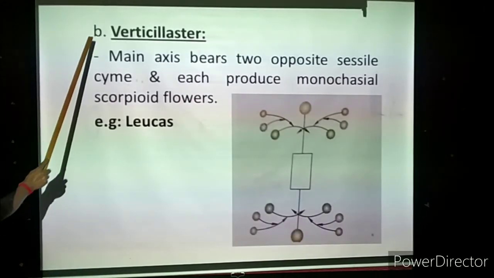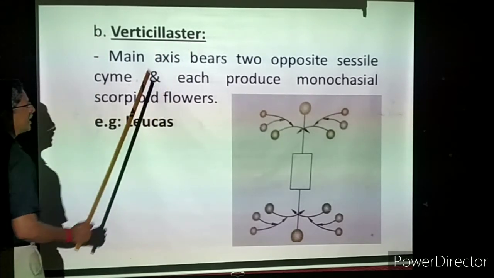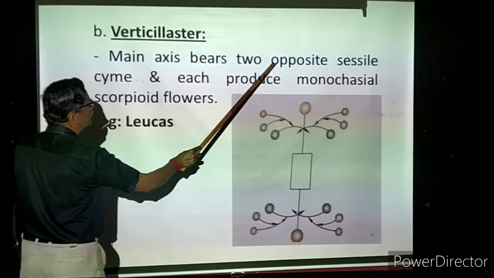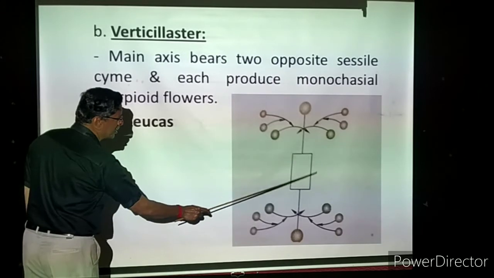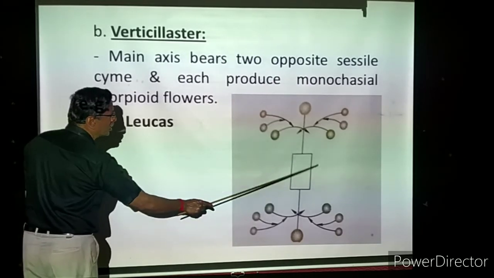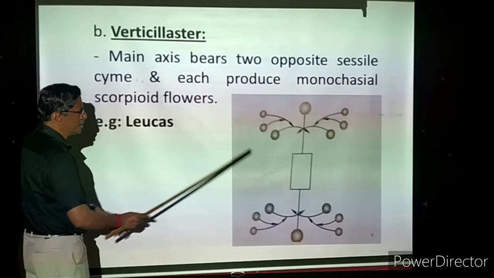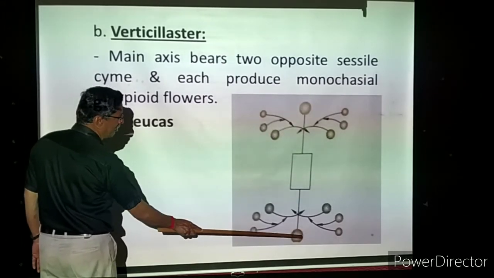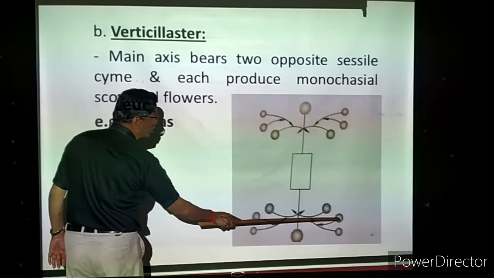Next we are going to study the second type of mixed inflorescence, which is called a verticillaster. The main axis bears 2 opposite sessile cymes. Now this is the cross section of the peduncle. This is only a diagrammatic representation. It is growing like this. We are taking the cross section. Now it is having one branch. Each branch is ending with a flower. Again on this side, branches will be present with one flower.